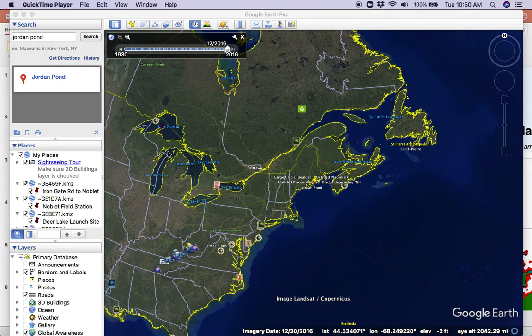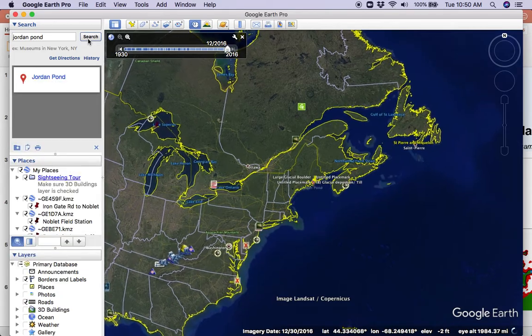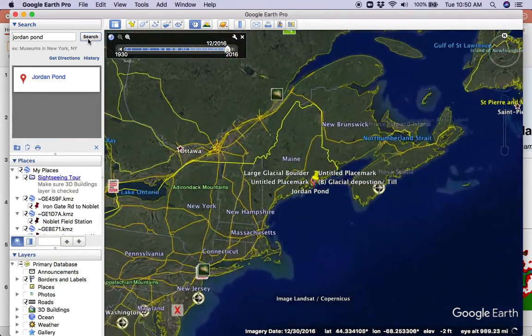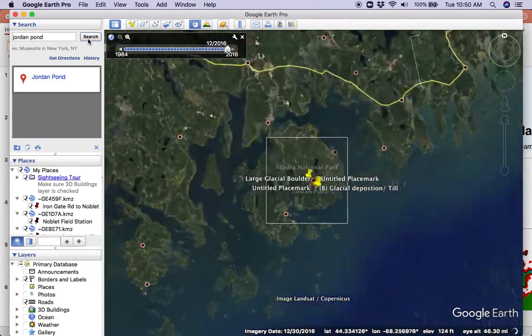I did my presentation on a few locations on Mount Desert Island. It's Acadia National Park, located off the coast of Maine. I'm going to zoom in here on the first location.